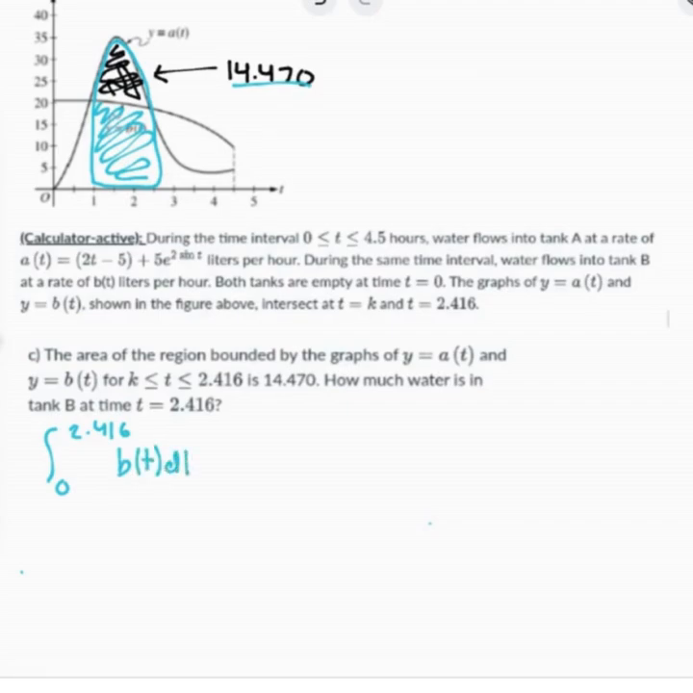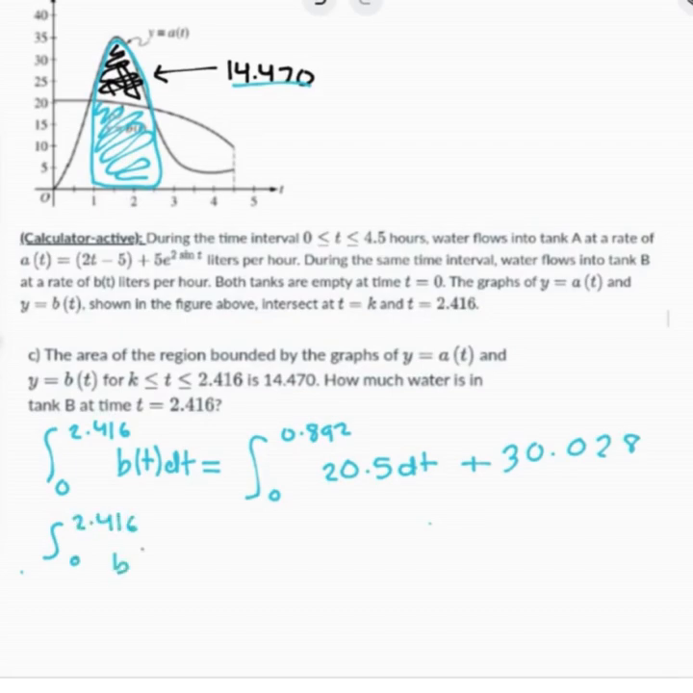Therefore, we are going to integrate 20.5 from 0 to 0.892 and add it to the amount of water in tank B from times t equals 0.892 to 2.416, as previously found, which is 30.028. When integrating 20.5 from 0 to 0.892, it would be equal to 20.5 times 0.892 minus 20.5 times 0.